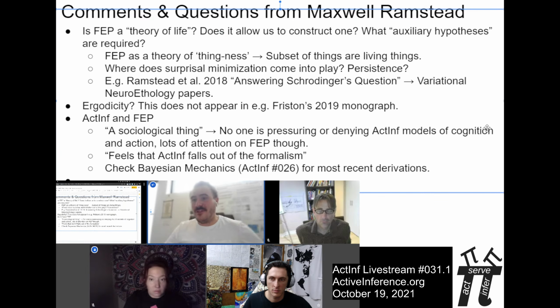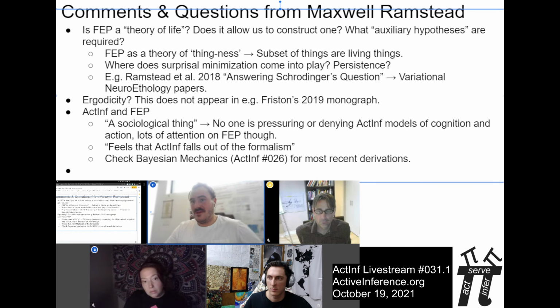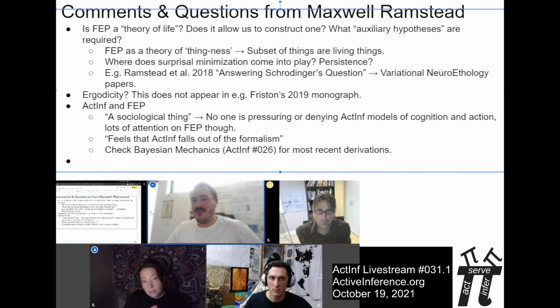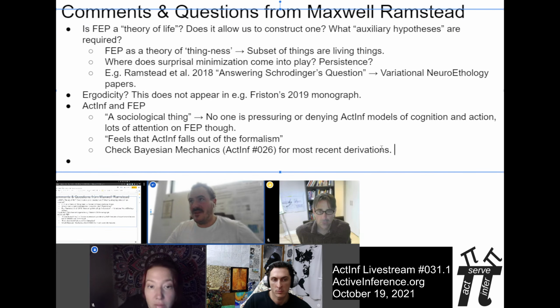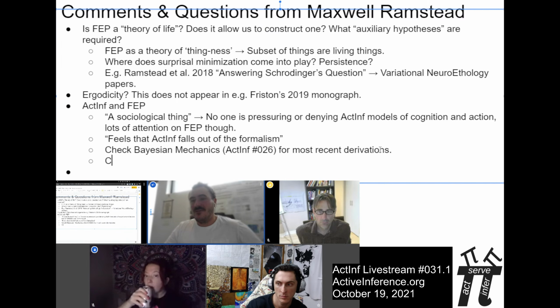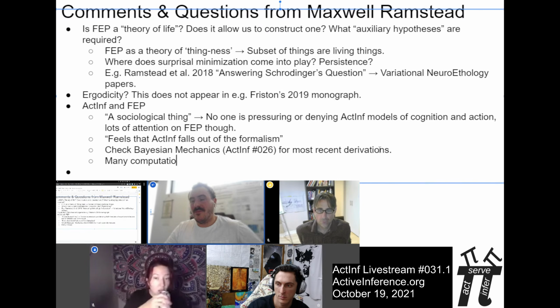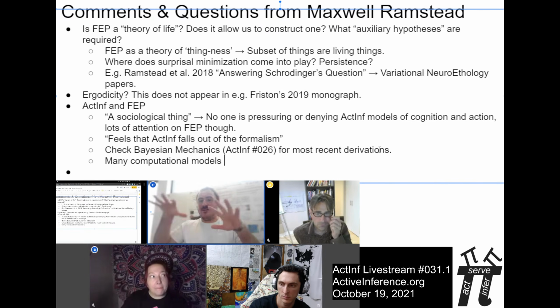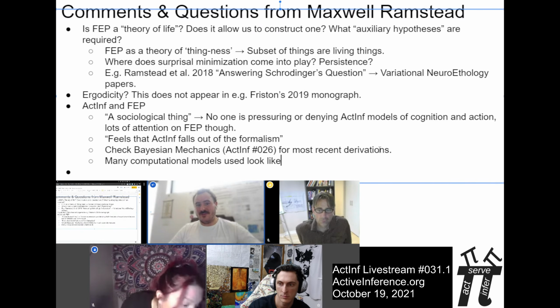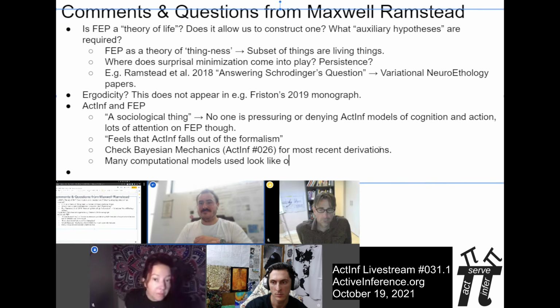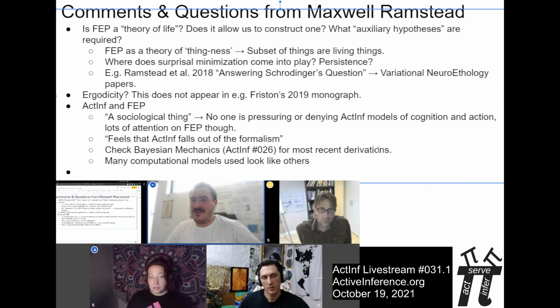I will grant that some of the computational models that we're using look a lot more like just vanilla computational neuroscience models. They're POMDPs and stuff like that. But the math that underwrites it all is the math of the free energy principle. So I don't really think the two can be separated.